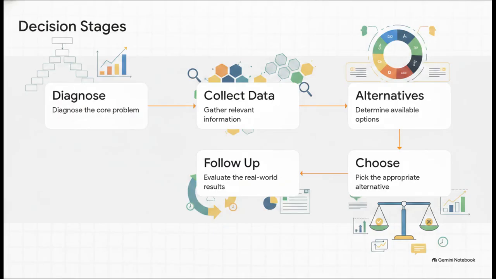Section 3. The 5 decision-making stages. Let's move on and see how this builds. This is our core framework, basically the overarching map for everything we do. It breaks down into 5 chronological steps.